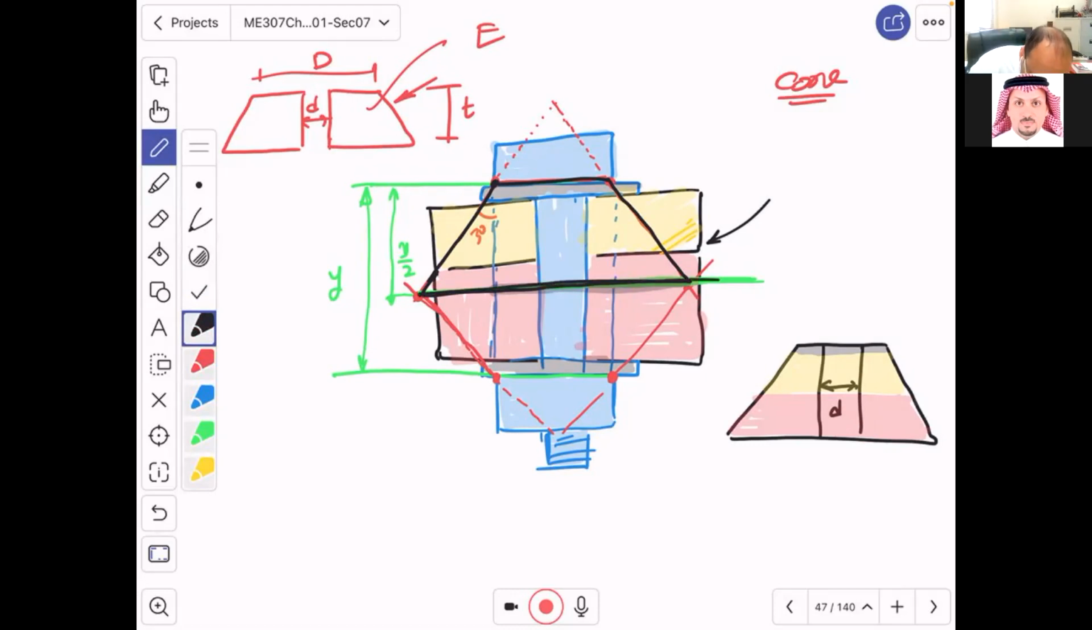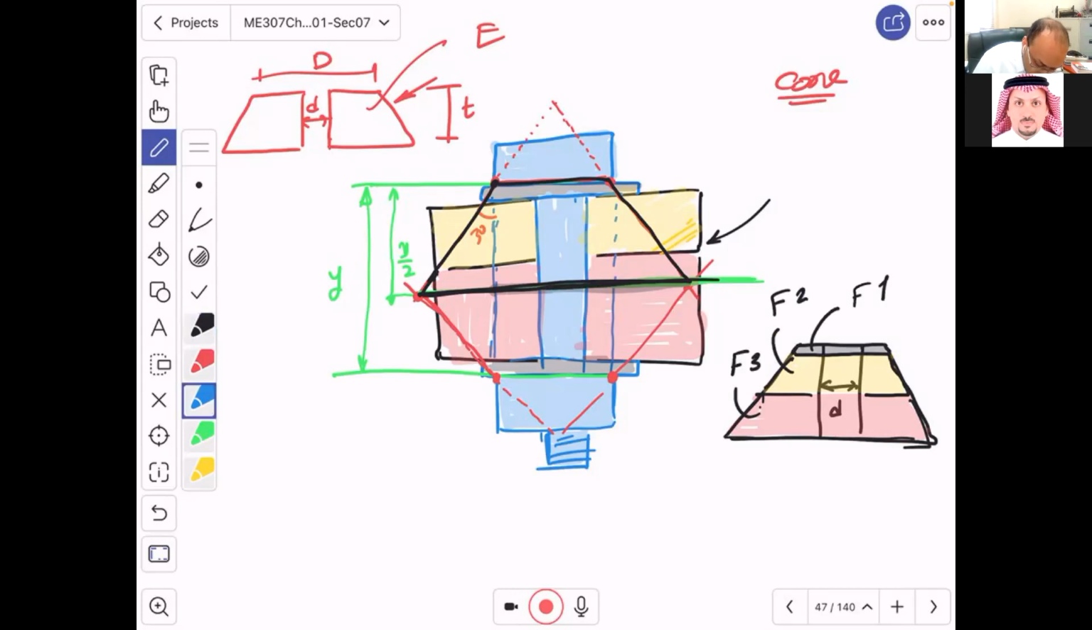So what do you do? You take a little frustum here. That's frustum number 1 for the washer. You take a little frustum for the yellow, and you take another frustum for the red. So have we finished? No, we have not finished. So this is frustum number 1. This is frustum number 2. This is frustum number 3. Are we done? No. There is still the lower part, ya shabab. Look at it.